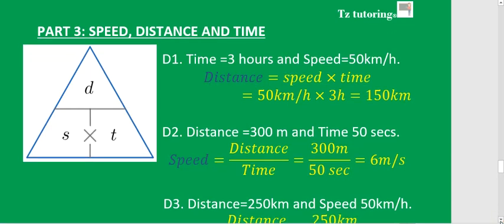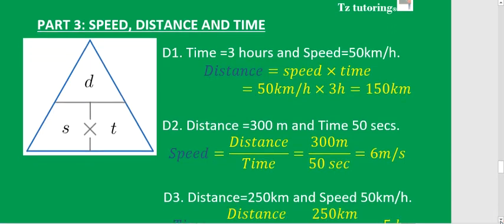Speed, distance, and time. Okay, speed, distance, and time is easy. We say you always shade the one that you're looking for. So, of course, if they're asking you for distance, they should give you speed and time. If they're asking you for speed, they will give you distance and time. If they're asking you for time, they will give you distance and speed. So let's look at D1. In D1, time has been given and speed has been given, and you'll have to calculate distance.